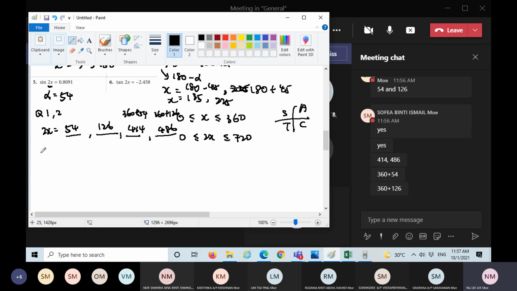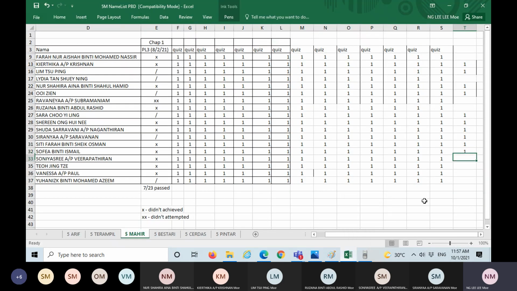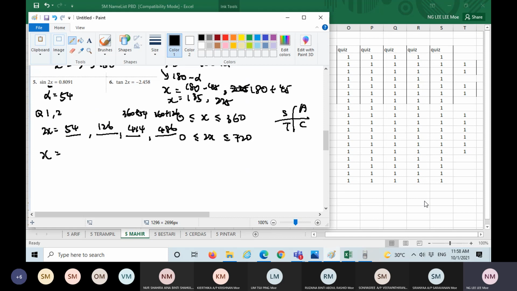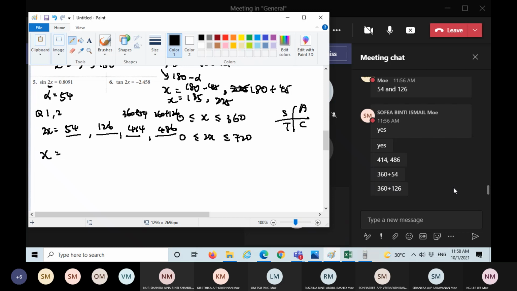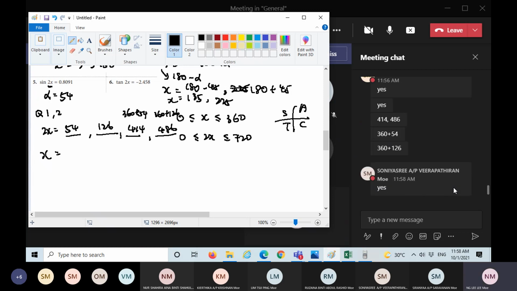Now continue. What is the x? So all these four you got to divide by 2. I want someone to tell me the answer. Next, Sonia 3. Sonia 3 here or not? Can you please tell me the answer? After divide by 2, what is the answer?